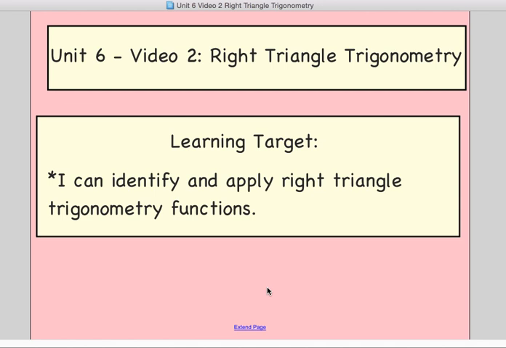Today we're going to look at right triangle trigonometry. Your learning target is that you can identify and apply right triangle trigonometry functions. So the functions I'm talking about are sine, cosine, tangent, stuff that you've seen before in geometry.